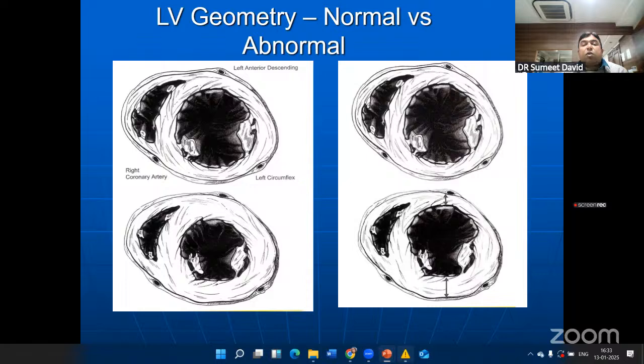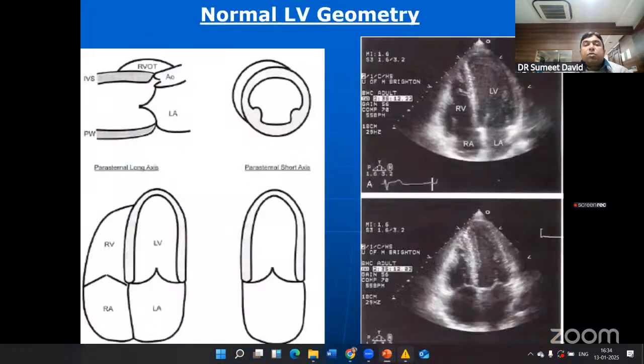The left side is the normal geometry. You can see this is the short axis. You can see the part which is supplied by the right coronary artery, left is the RV, and in between you see the LV. The upper part is the anterior descending, the middle part is the left circumflex, right? And on the right side, due to the wall motion abnormalities, it has become a little large and deformed. So this is the normal LV geometry.